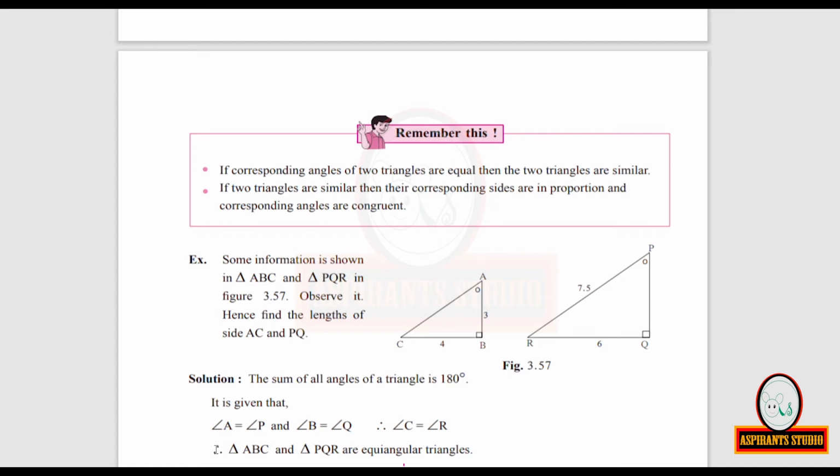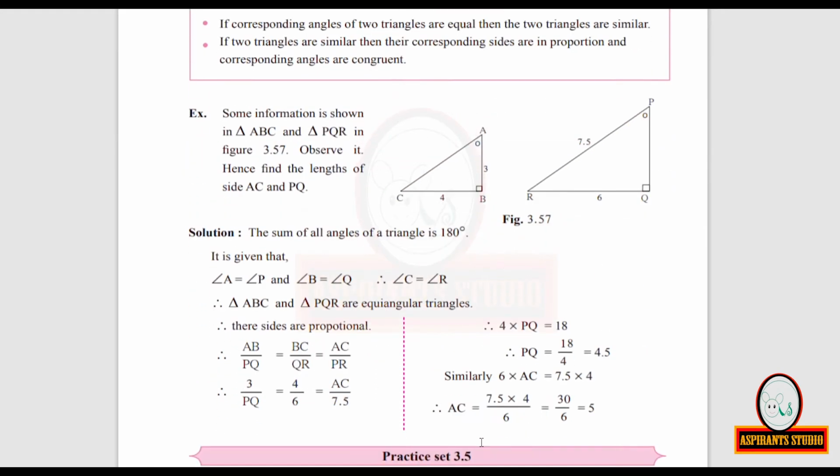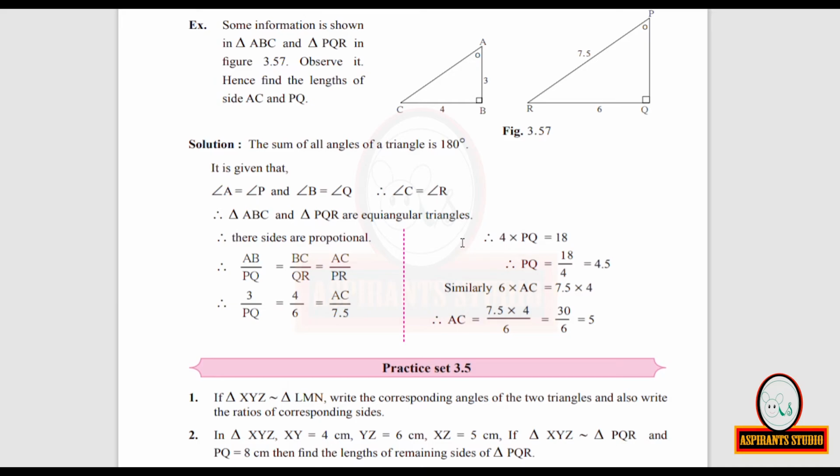So now we are getting measure of angle A is equal to measure of angle P, measure of angle B is equal to measure of angle Q, measure of angle C is equal to measure of angle R. Therefore, triangle ABC and triangle PQR are equiangular triangles. Therefore, their sides are proportional.